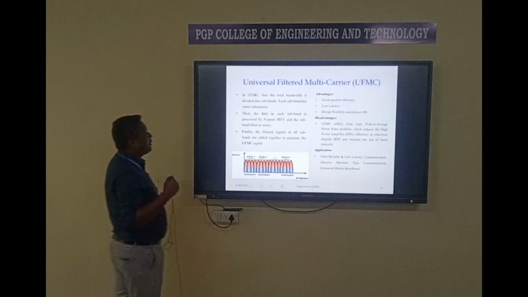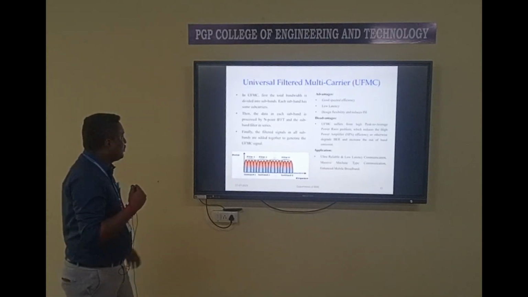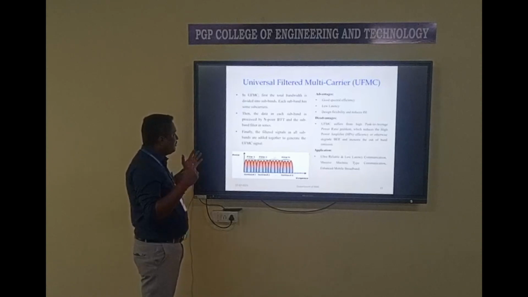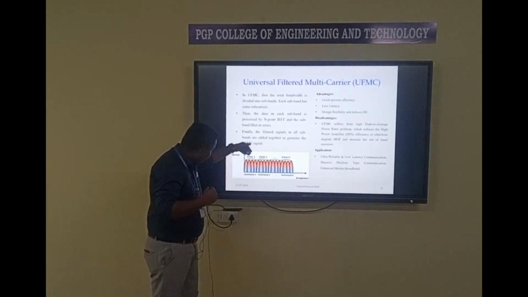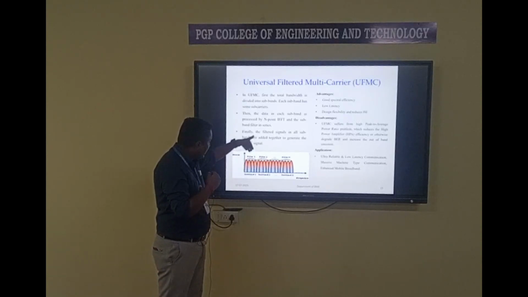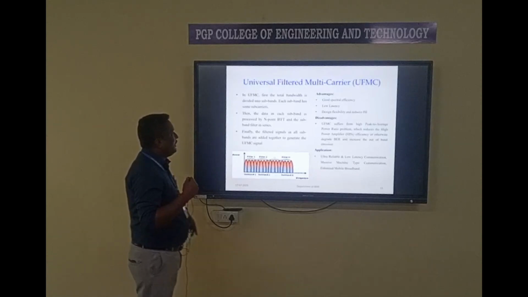This is my actual research I am doing, for the universal filtered multicarrier system. Here the entire bandwidth is divided into multiple subbands. In each subband we have to fill the subcarriers, and for each subcarrier we have to apply separate filters. That is the main advantage of universal filtered multicarrier.